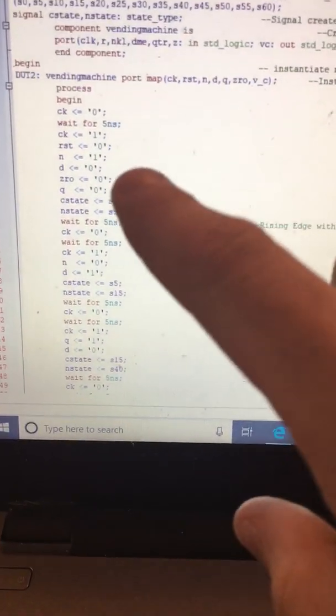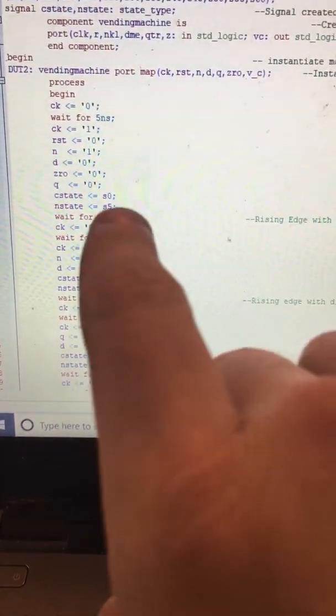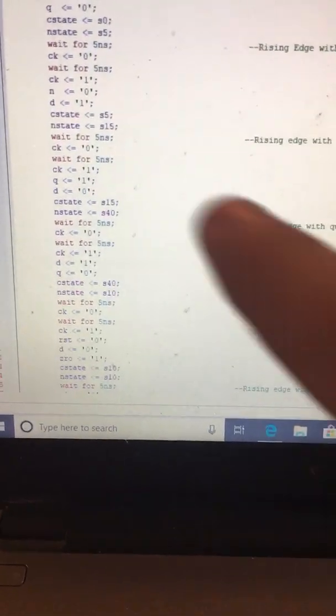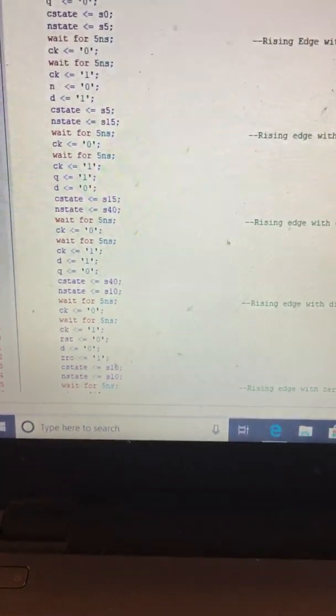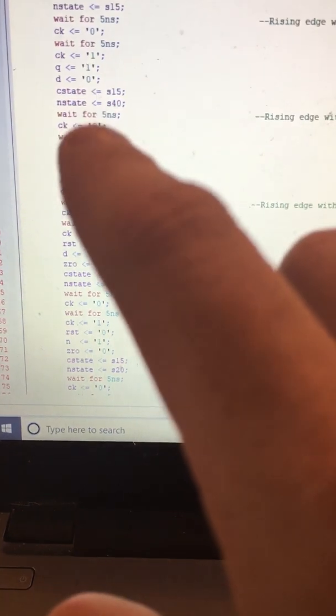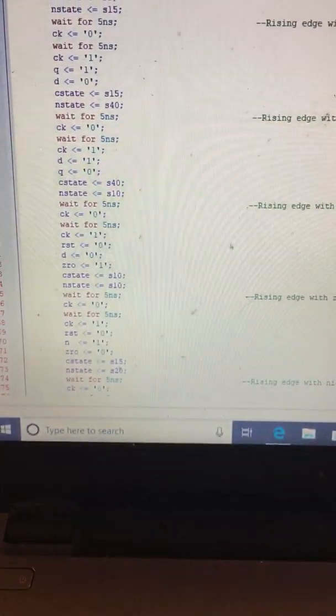At the first rising edge, a nickel is inserted, so the next state is state 5. At the next rising edge, a dime is inserted, so the next state is state 15. At the next rising edge, a quarter is inserted, so the next state is state 40.